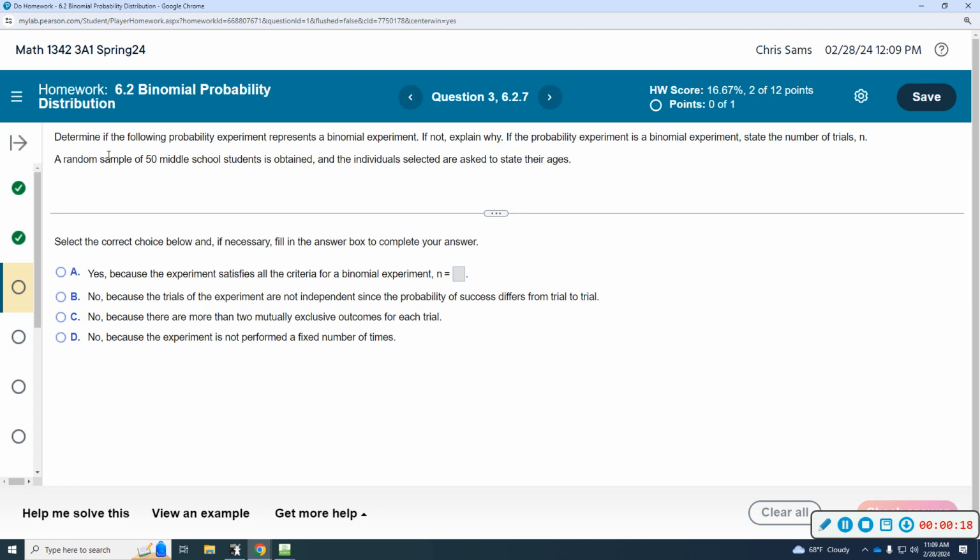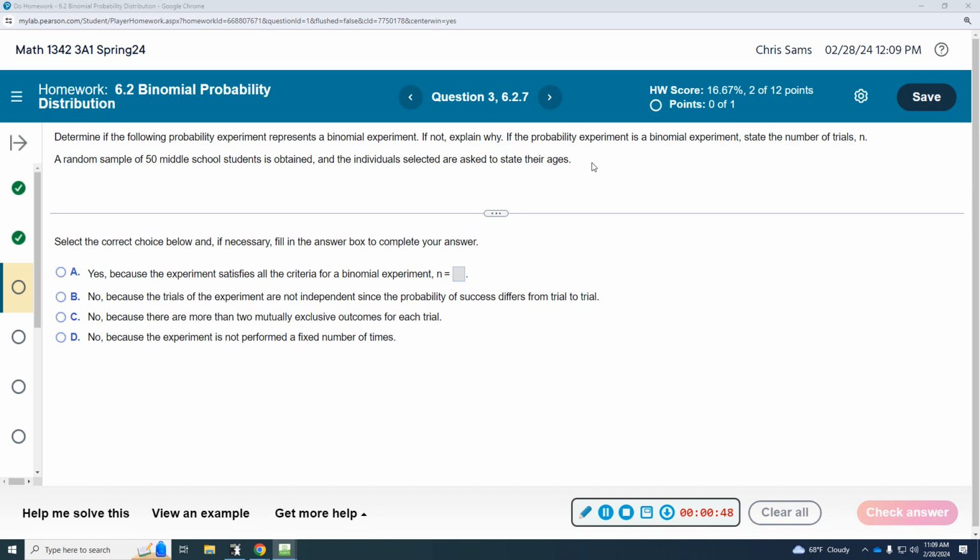So it says a random sample of 50 middle school students is obtained and the individuals selected are asked to state their ages. So, random sample asking their ages, middle school. So we don't know what success is, okay? So we're just asking their ages. What is the success? Am I looking for somebody who is 11, 12, 13?